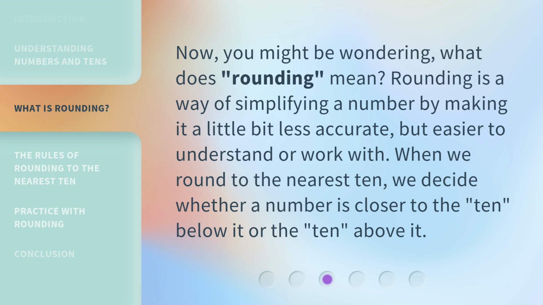Now, you might be wondering, what does rounding mean? Rounding is a way of simplifying a number by making it a little bit less accurate, but easier to understand or work with. When we round to the nearest 10, we decide whether a number is closer to the 10 below it or the 10 above it.